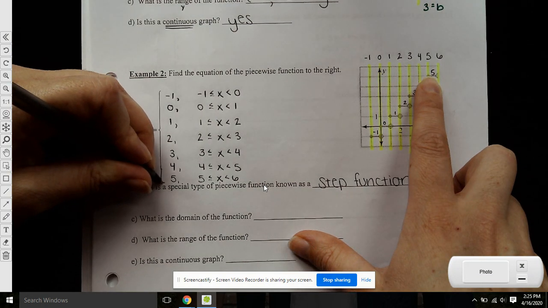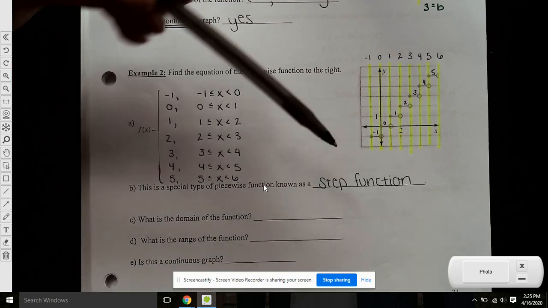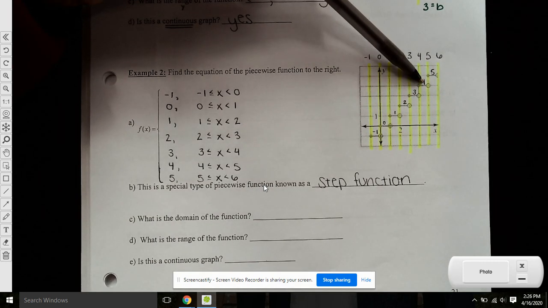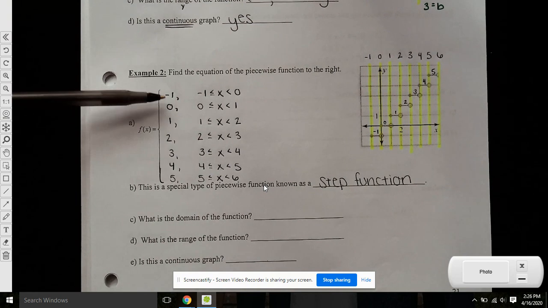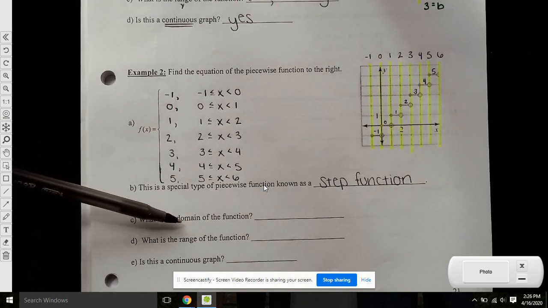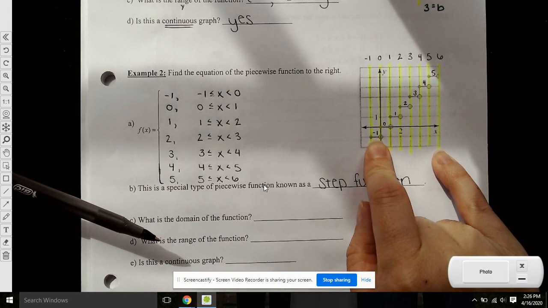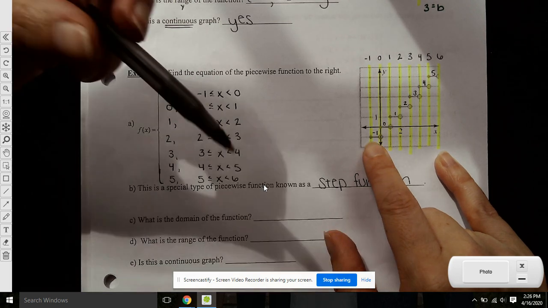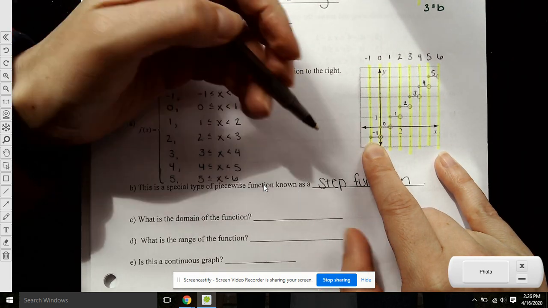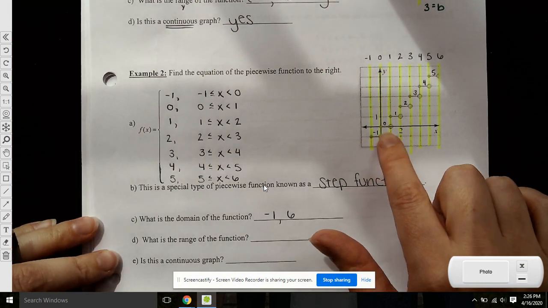Let's expand that bracket there. So now, like I said, there are 1, 2, 3, 4, 5, 6, 7 parts, and I have 1, 2, 3, 4, 5, 6, 7 equations. So now the domain and range of these ones are a little bit different. So domain, notice it goes from -1 to 6. On the left side, I have an included circle. So it goes from -1 to 6, and every value between there is hit.